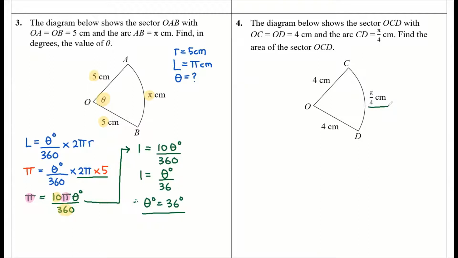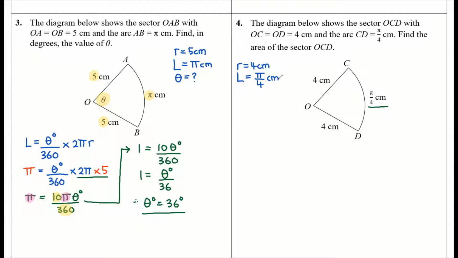All right, let's do this. Let's just make a list of what we know. We know the radius in this case is 4 centimeters. We know the arc length is pi over 4 centimeters, given exactly. Our job is to find the area of the sector.